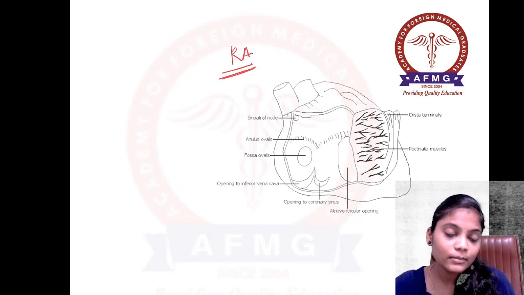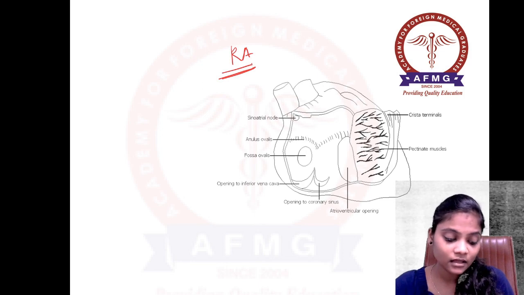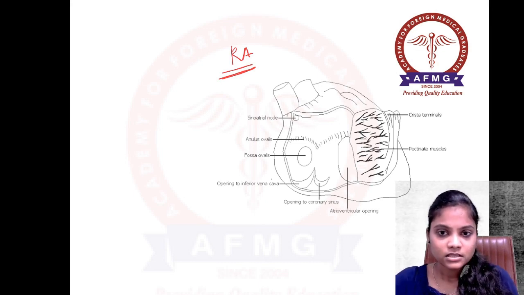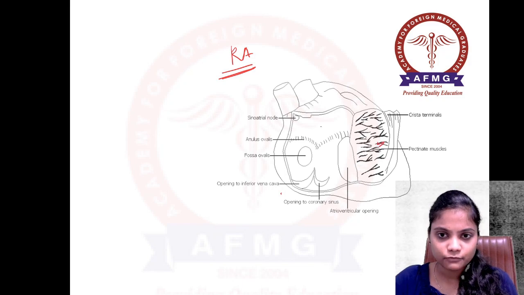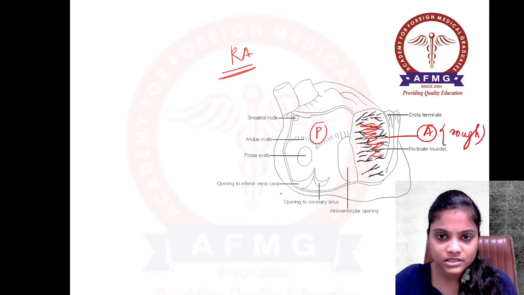Because you can see the changes in it, the rough changes and the smooth changes within it. We have a septum, same as in our left atrium. This is our posterior portion, and this is our anterior portion. The anterior portion is always rough, and this is our posterior portion.